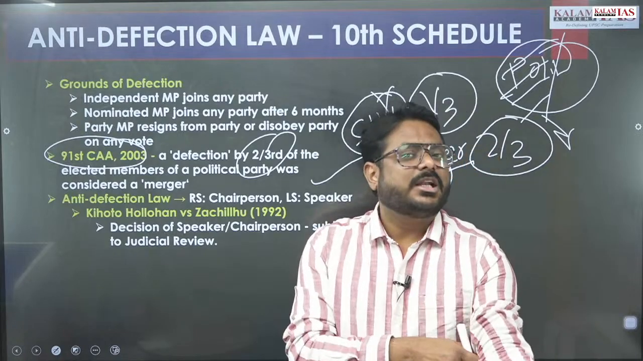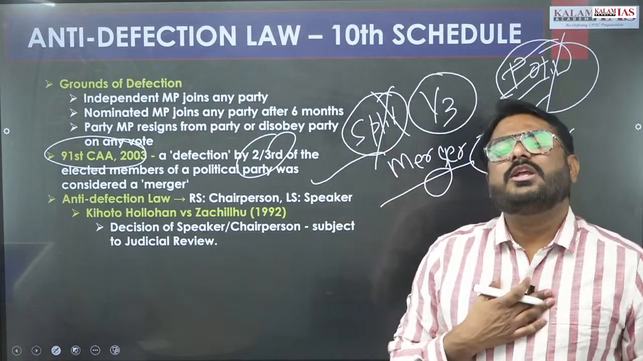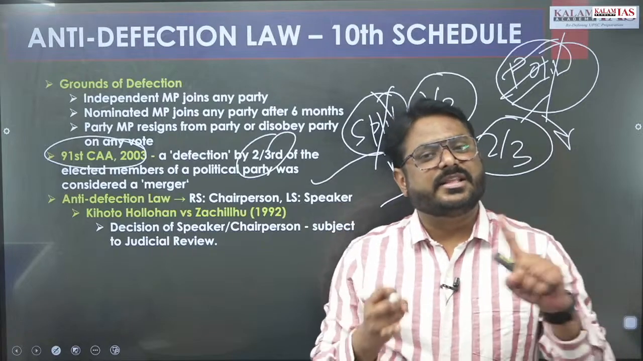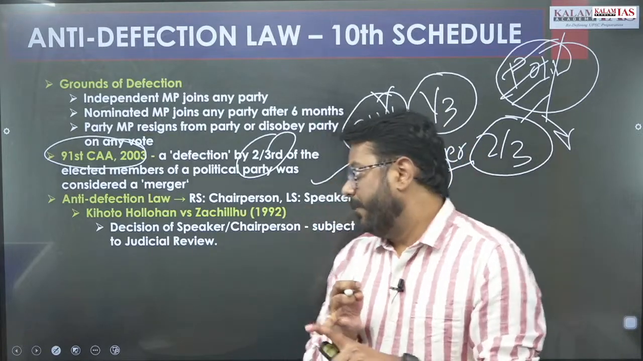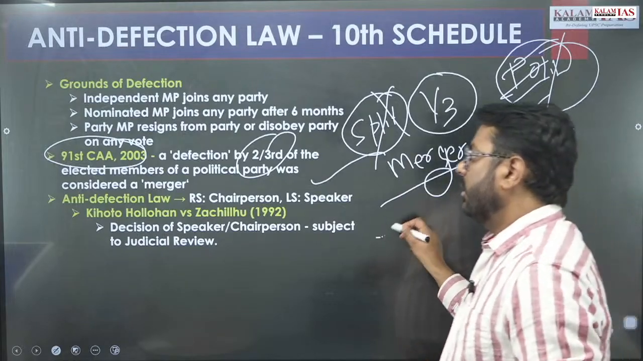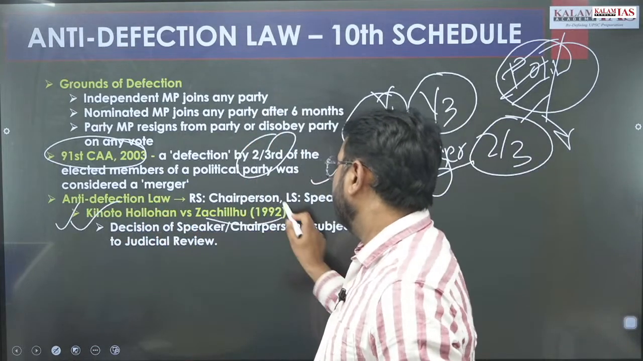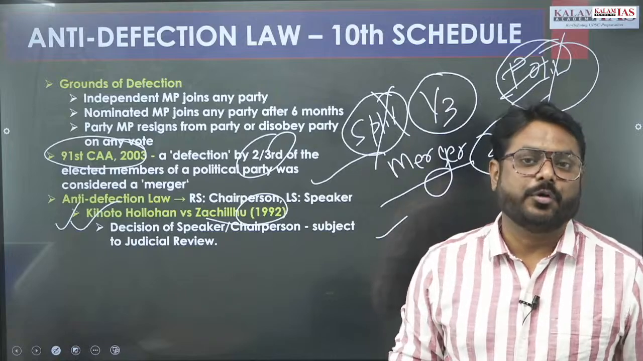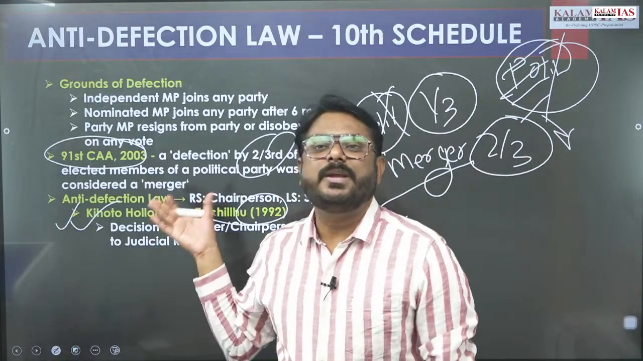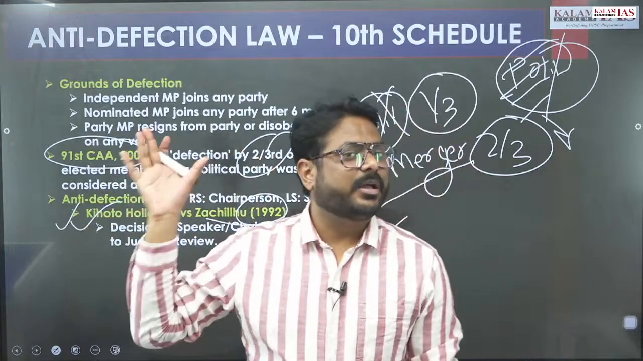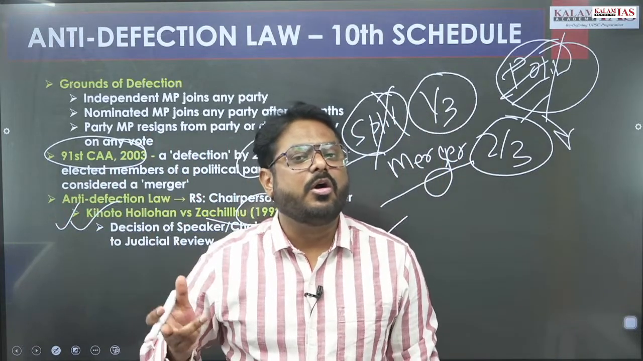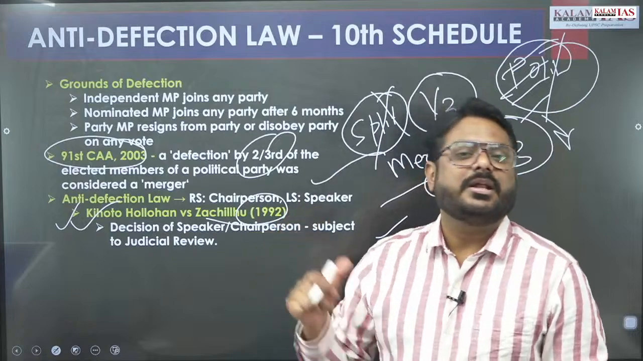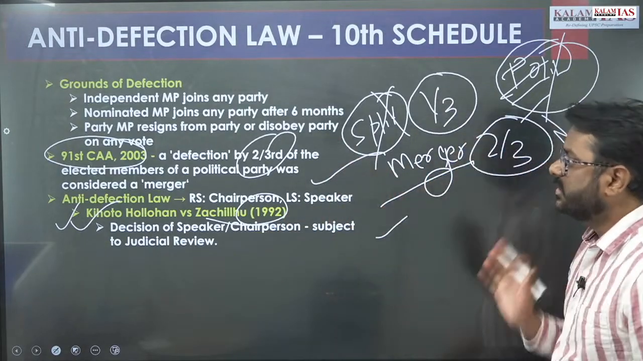Who decides the cases under the anti-defection law? It will be the presiding officer. For the Rajya Sabha it is the chairman, for the Lok Sabha it is the speaker. In the Kihoto Hollohan case 1992, it was said that the decision of the speaker and the chairperson is subject to judicial review. So whatever decision is taken by the chairman of the Rajya Sabha or the speaker of the Lok Sabha regarding the anti-defection law will be under judicial review.